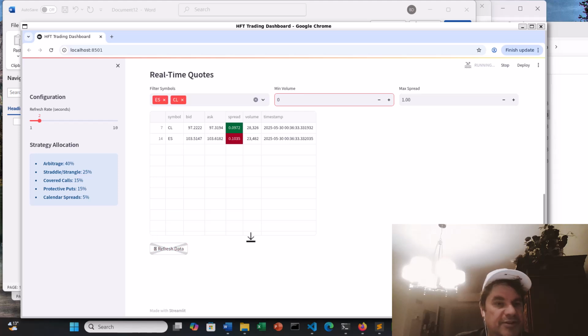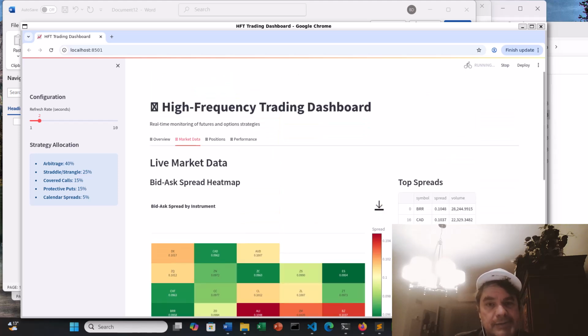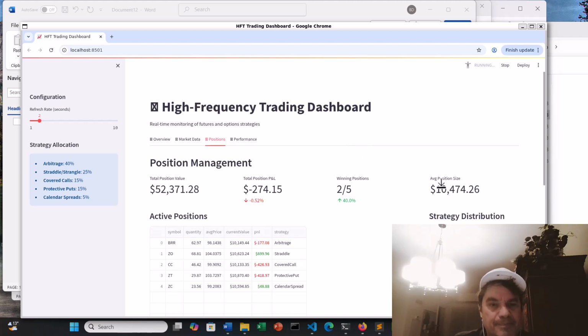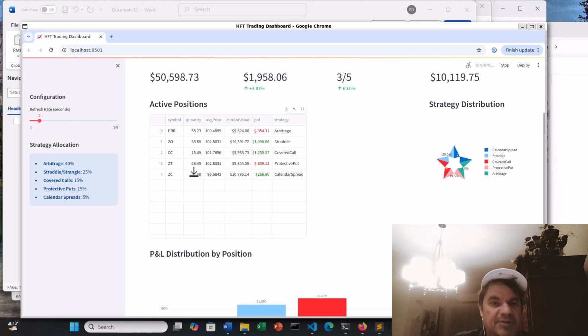Obviously, here I can refresh the data at any time I want. Okay, this is amazing. Here's all our positions. Total position value at 52,000. Total position P&L, we're up 4.5%. Winning positions at 4 out of 5. Average position size at $9,000 or $10,000. These are our active positions.